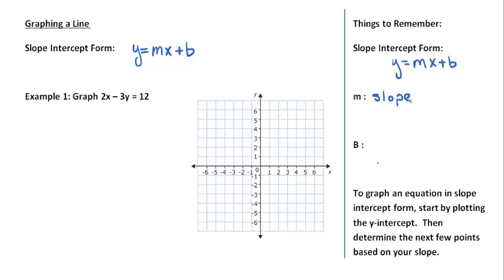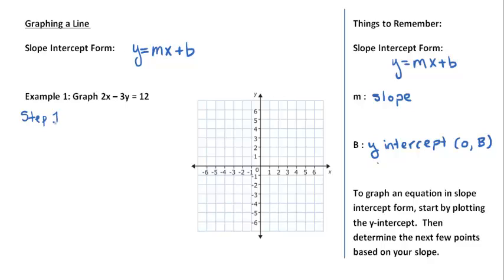From a previous video, we learned that slope is how steep that line is. It's my change in y over my change in x. And then I also identify my b value, which is my y-intercept. And we just talked about how the y-intercept is always 0, comma, some number. In this case, it'll be whatever that b value is.